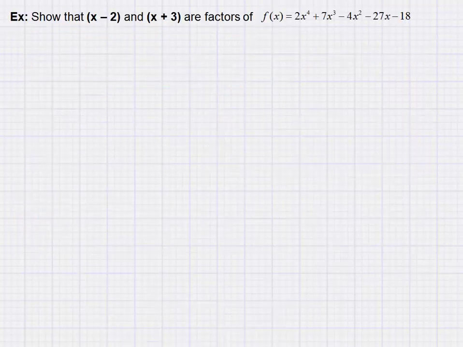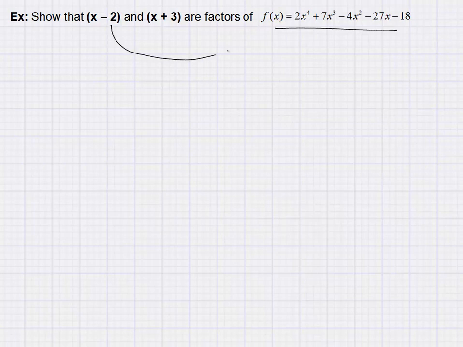Let's go to another one. Show that x minus 2 and x plus 3 are factors of this. So again, two ways to do it. I can take 2, plug 2 into the function and see if I get 0. I could take negative 3, because remember this is minus negative 3. I could take the negative 3, plug that into the function and see if I get 0. If either of them give me 0, it's going to tell me whether or not either of these are factors.